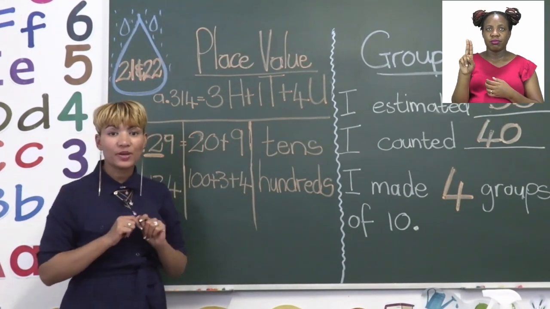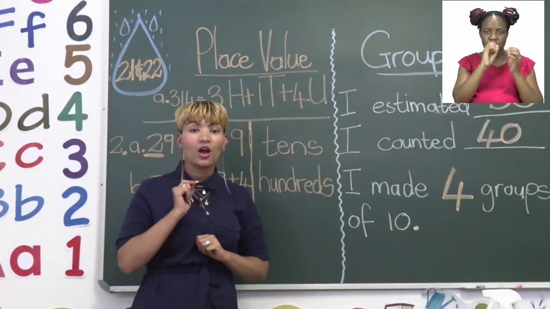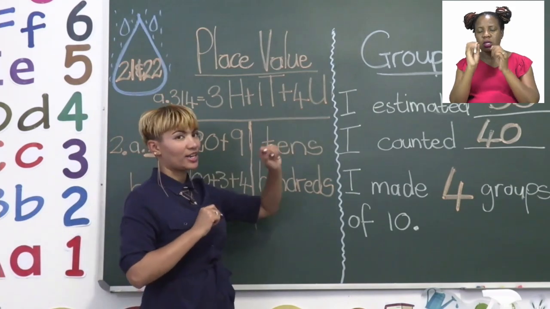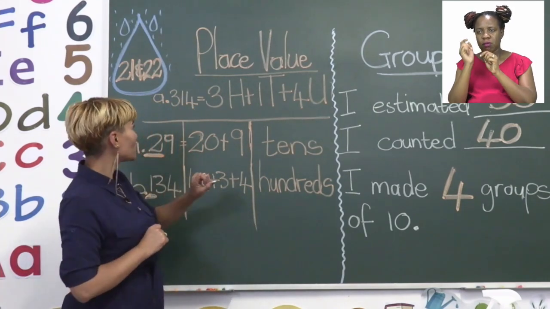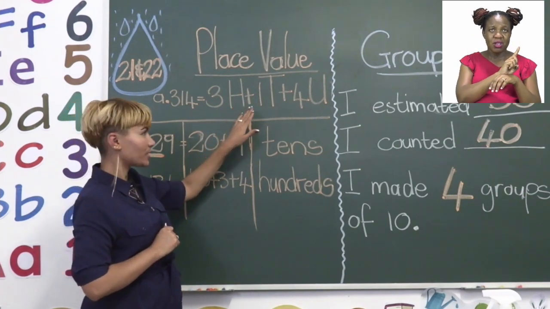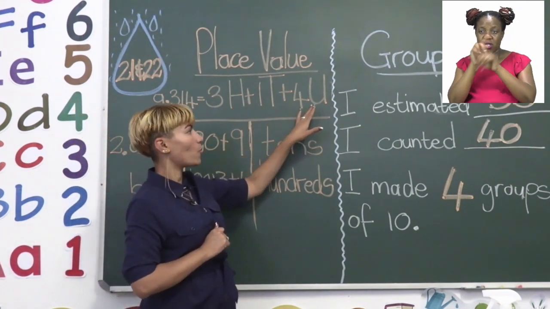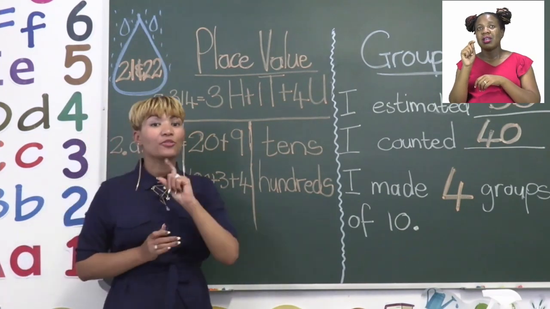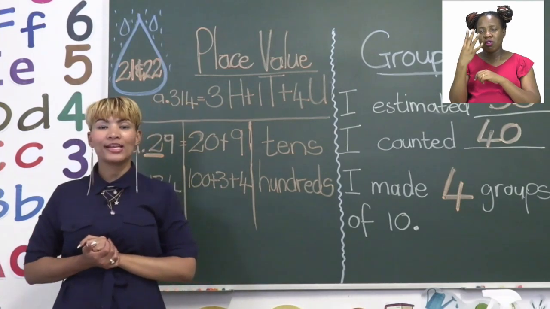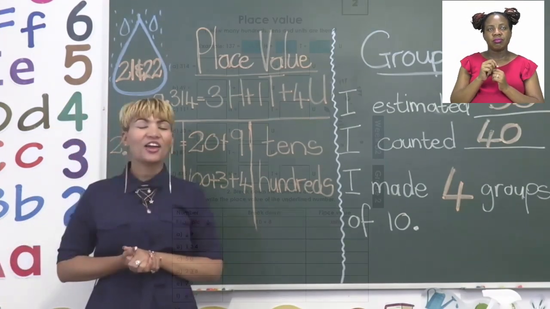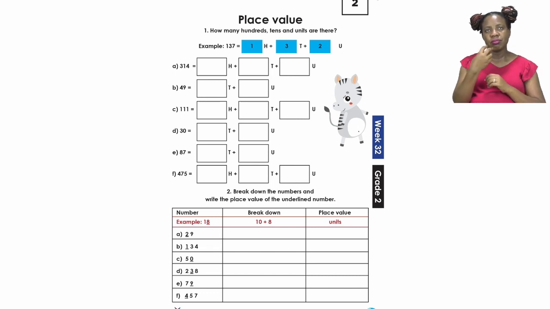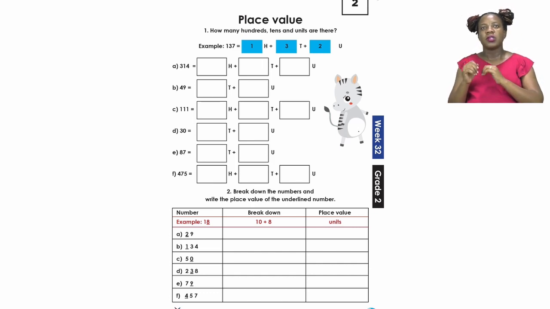So you will see in the smaller spaces provided, you have to write in the number of hundreds, tens and units. So for number 1, you will write in 3 for your hundreds, 1 for your tens and 4 for your units. Now before you continue with everything for question number 1, let's quickly go back to the page and see what you have to do for number 2. Now here it says break down the numbers and write the place value of the underlined number. Now there you will see you have a table with 3 columns, and there's also one example.